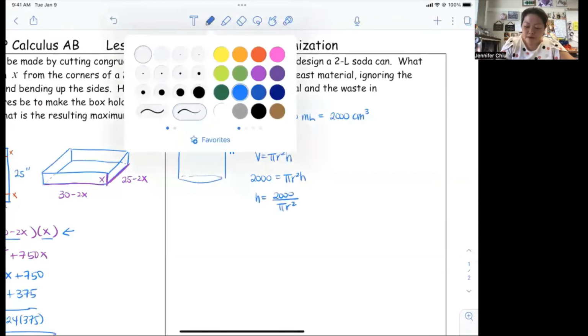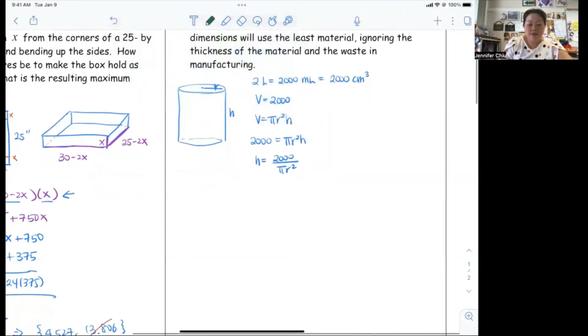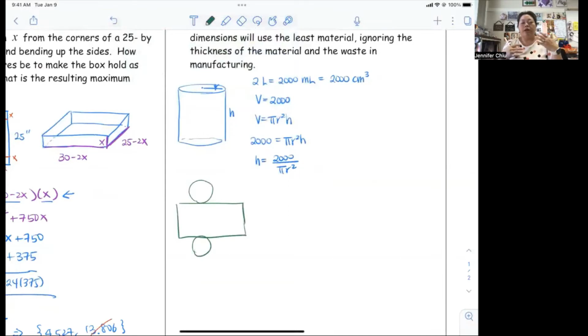Okay, now shift gears. We're asking about the material used. So the material used to create the cylinder is surface area. So it's basically a circle and a rectangle and a circle, right? That's the surface. That's the material used to create the cylinder without any waste, meaning no overlaps, right? So the area of this is 2 pi r squared, because you have 2 circles, plus 2 pi r, that's your circumference right here, 2 pi r, times the height, that's your rectangle piece, okay?